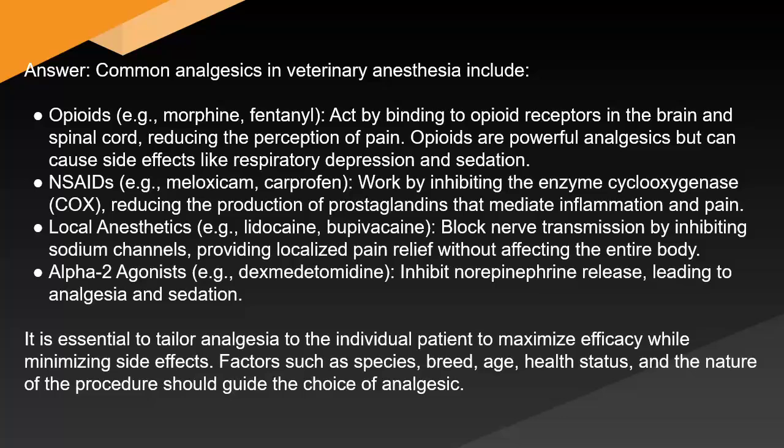NSAIDs, e.g. meloxicam, carprofen, work by inhibiting the enzyme cyclooxygenase, COX, reducing the production of prostaglandins that mediate inflammation and pain. Local anesthetics, e.g. lidocaine, bupivacaine, block nerve transmission by inhibiting sodium channels, providing localized pain relief without affecting the entire body. Alpha-2 agonists, e.g. dexmedetomidine, inhibit norepinephrine release, leading to analgesia and sedation. It is essential to tailor analgesia to the individual patient to maximize efficacy while minimizing side effects. Factors such as species, breed, age, health status, and the nature of the procedure should guide the choice of analgesic.